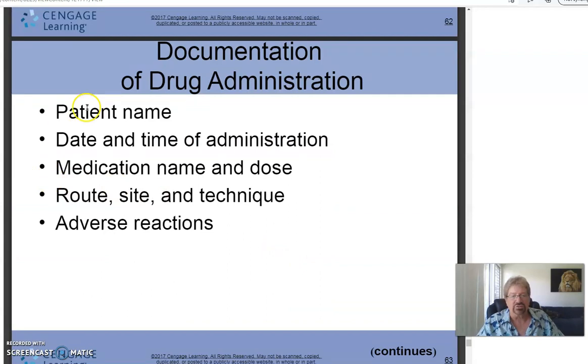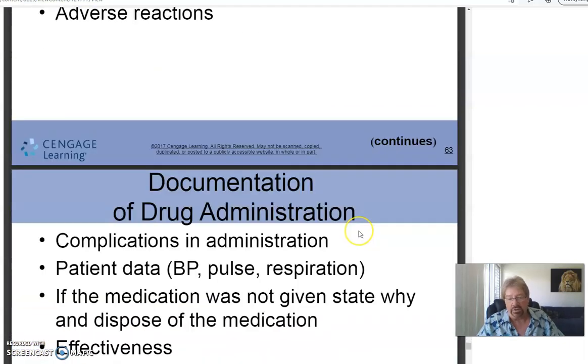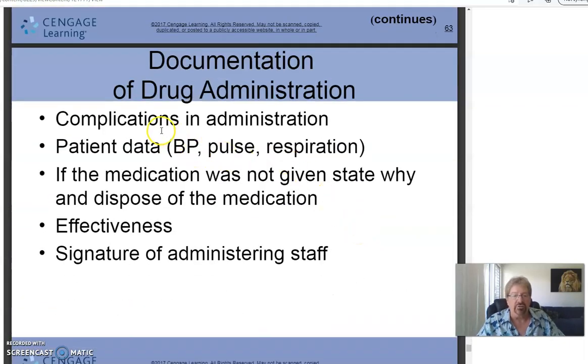Documentation of drug administration. Patient name, date, time of administration, medication name, dose, route, site, technique, adverse reactions, hopefully none. Continued complications in administration, if there were any. Patient data, blood pressure, pulse, respiration, those are called vital signs. And if the medication was not given, state why and dispose of the medication. Don't try to put it back in the bottle. Effectiveness, signature of administering staff.